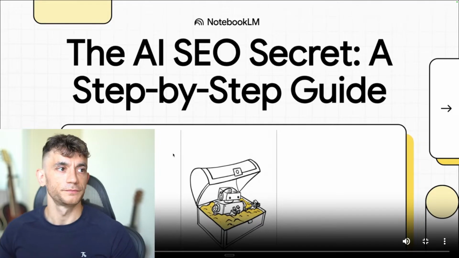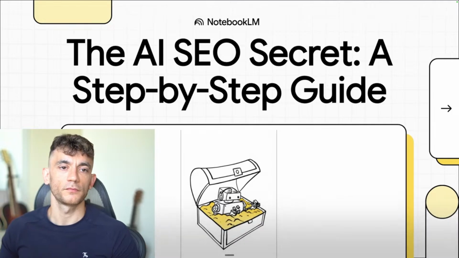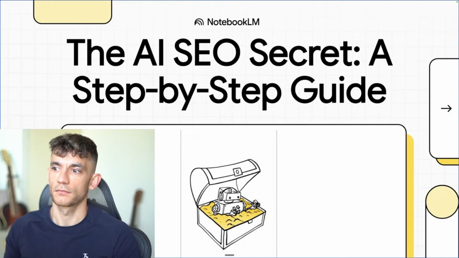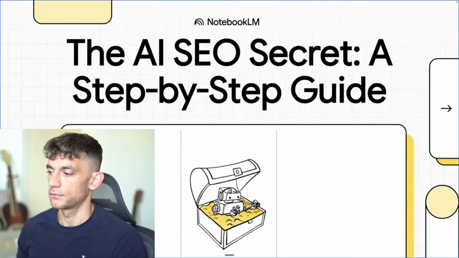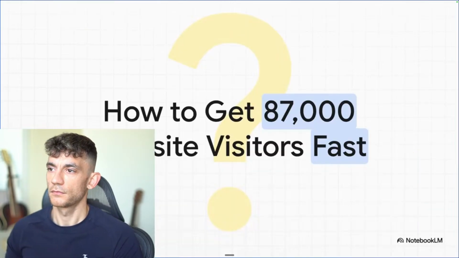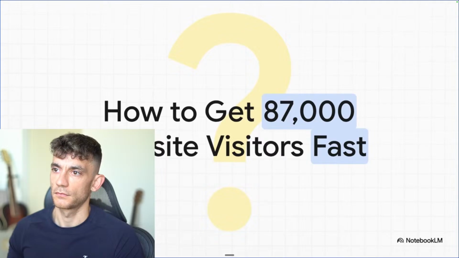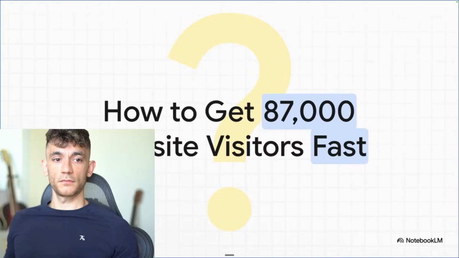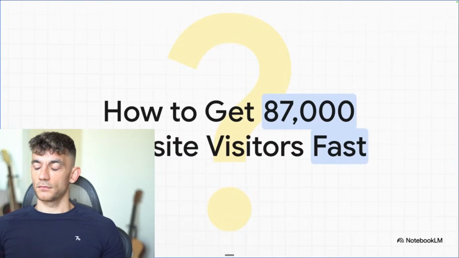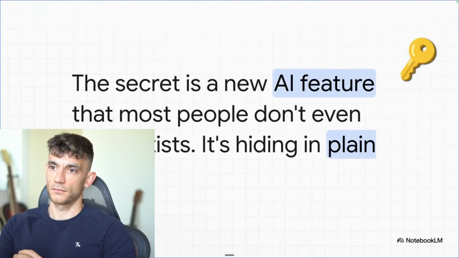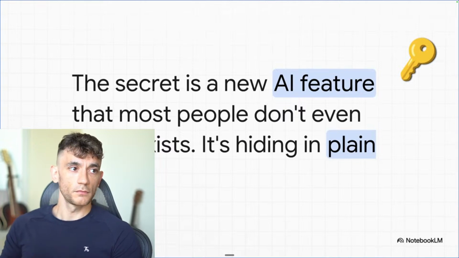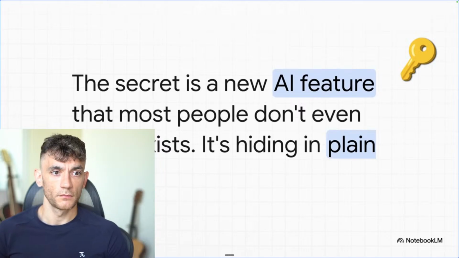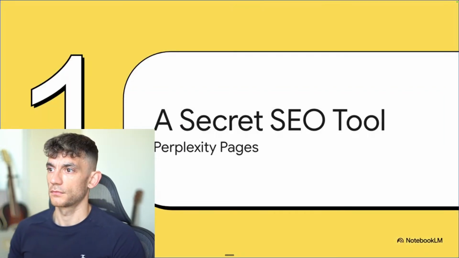Let's get right into it. Today, I am going to show you a secret AI SEO method. One site used it to get an absolutely massive flood of traffic, and I promise you, it's something almost nobody is talking about yet. So, here's the big question. How do you get 87,000 website visitors and fast? I mean, going from basically zero to a number like that in just a few days, it sounds like a fantasy, right? Well, it's not. It's all about jumping on a brand new opportunity before the rest of the world catches on. The secret is a new feature that's part of an AI tool, and it's kind of hiding in plain sight. Most people just don't even know it's there. So today, we're going to pull back that curtain and show you exactly what it is, and more importantly, how you can use it. Okay, so the tool is called Perplexity Pages.